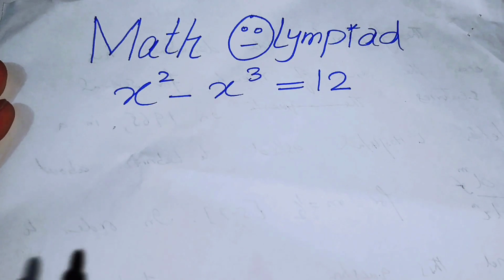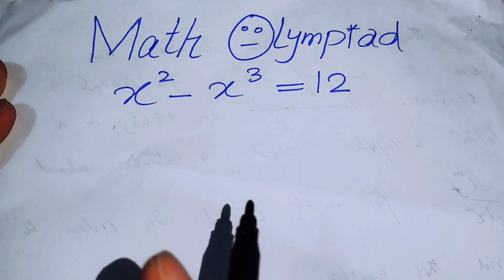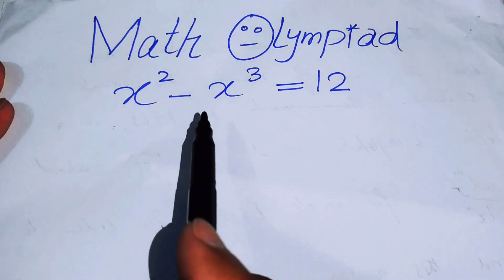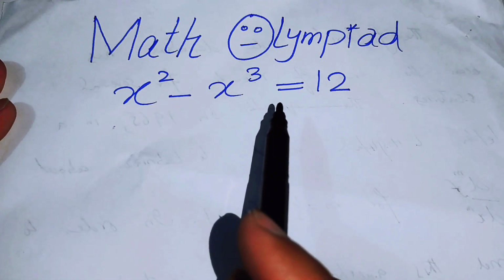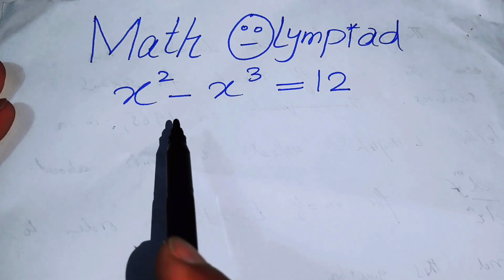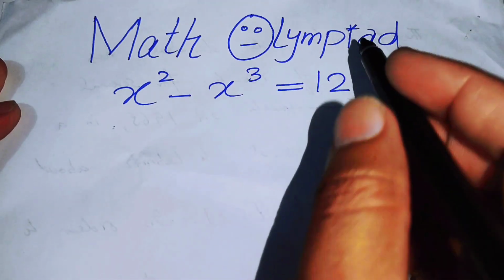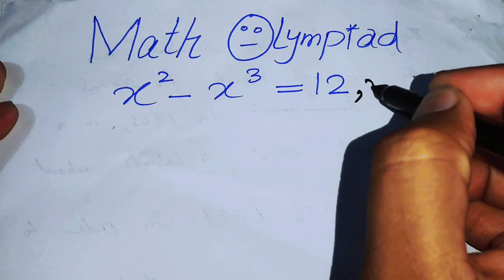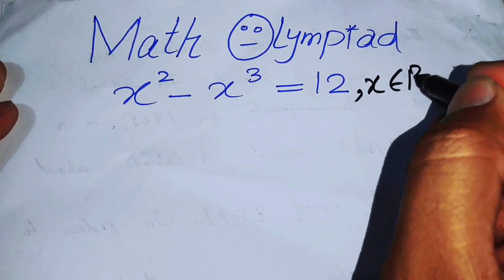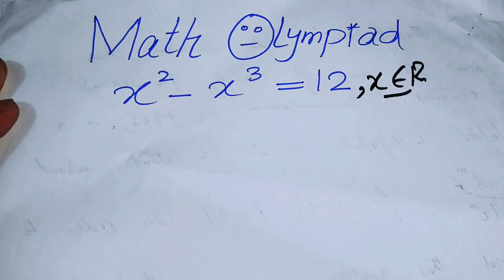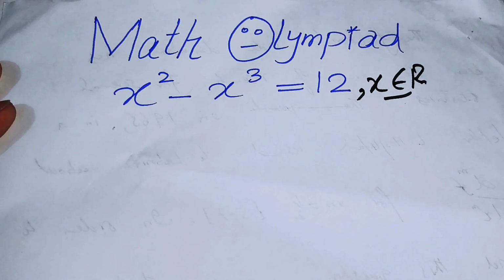In this video we are going to solve this nice algebra problem, and here we have x squared minus x cubed is equal to 12, and we will solve this problem for the real values of x. Okay, so first remember one thing: x belongs to R, so we can solve only for real values.